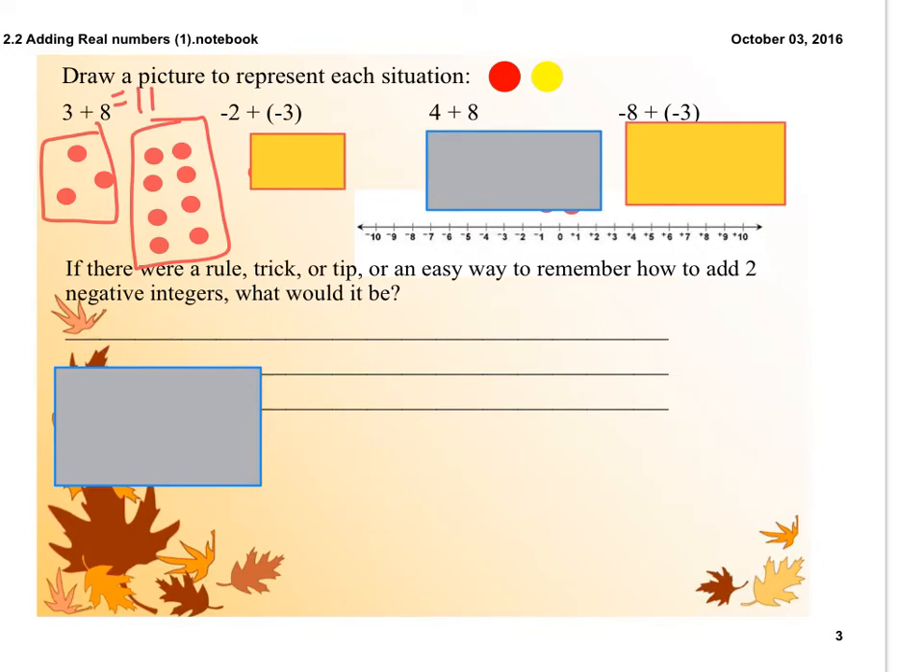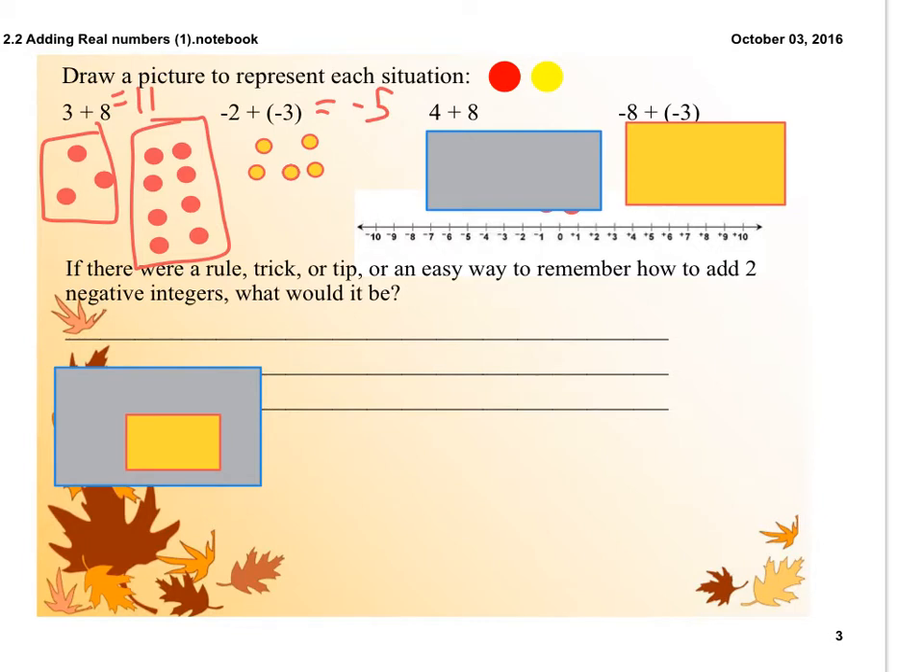-2 plus -3. What is that going to look like? Well, yellow chips signify negative numbers. So we're going to have 2 yellow chips signifying -2, and then 3 more yellow chips that mean -3. And now we count those. We have 5 yellow chips, which means that our sum is equal to -5 because there's 5 of those yellows.